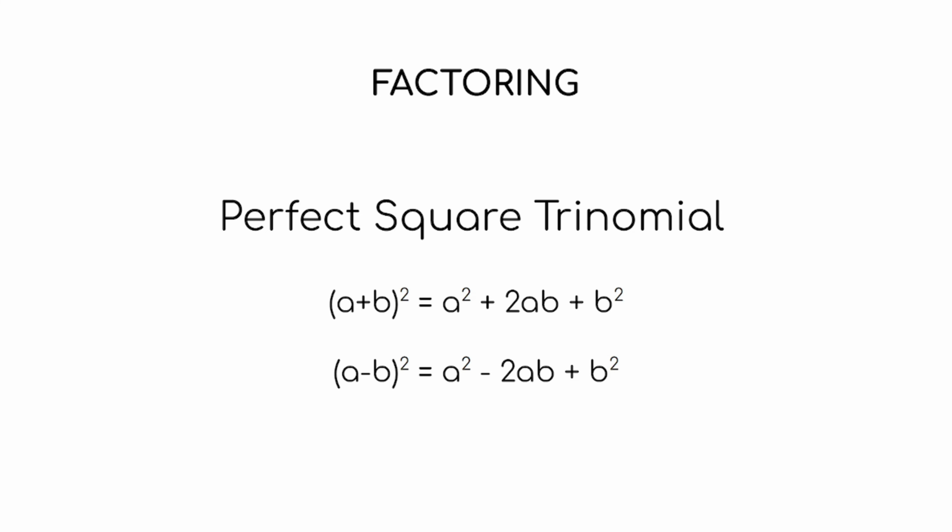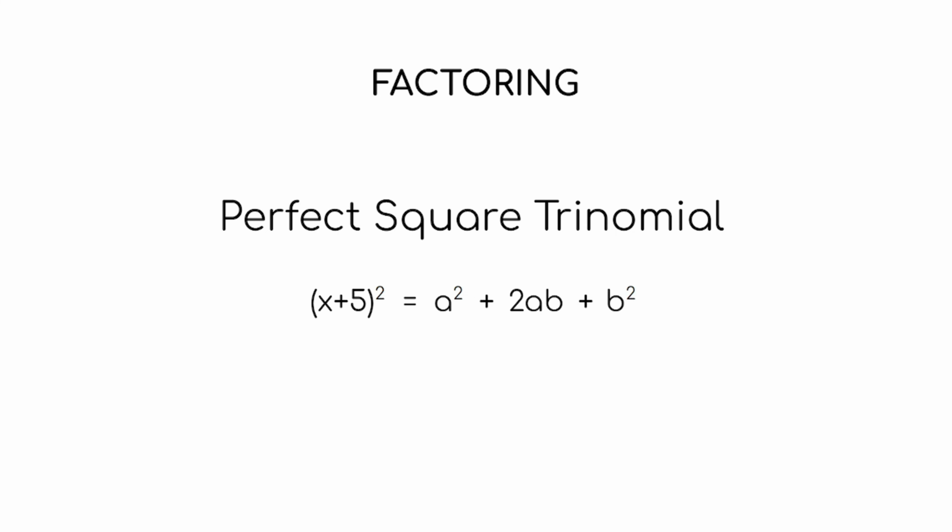The first one is the perfect square trinomial. So here, this states that a plus b squared is equal to a squared plus 2ab plus b squared, and a minus b squared is equal to a squared minus 2ab plus b squared. The difference between the two is that if you're subtracting, the only thing that changes is that this very first sign becomes a minus sign.